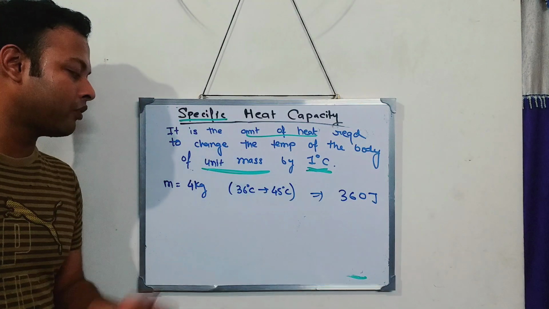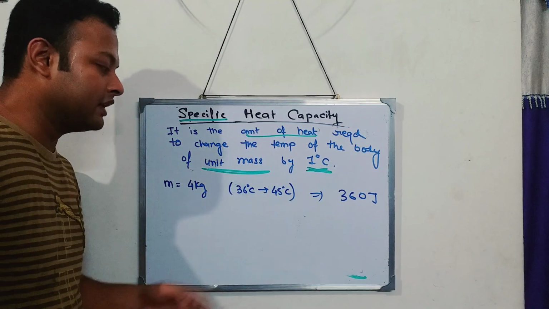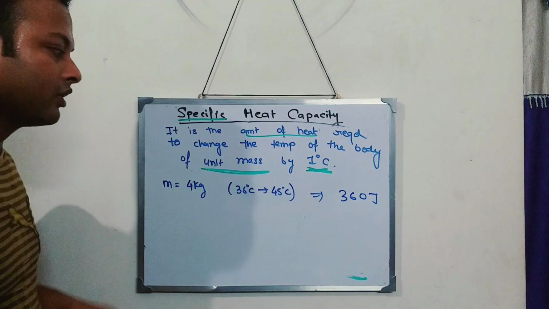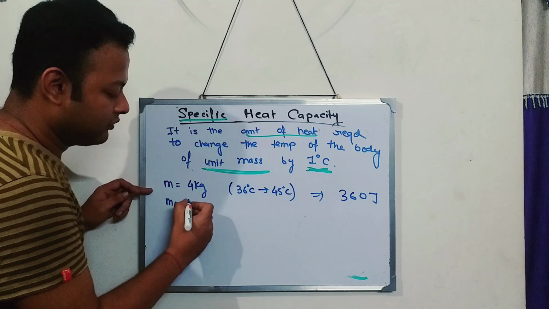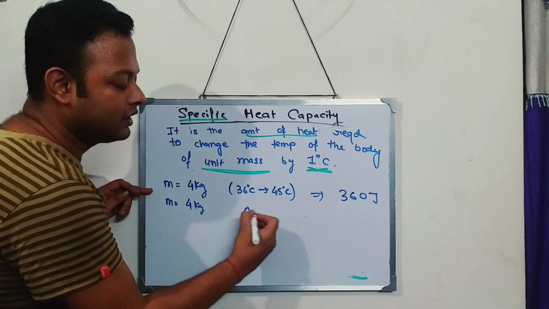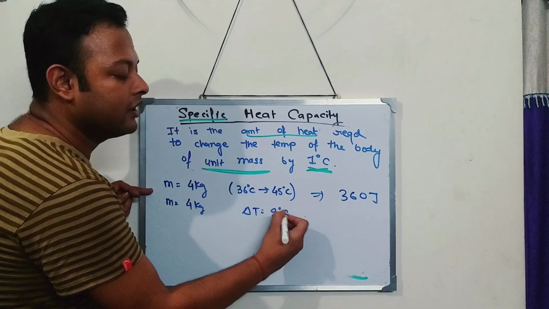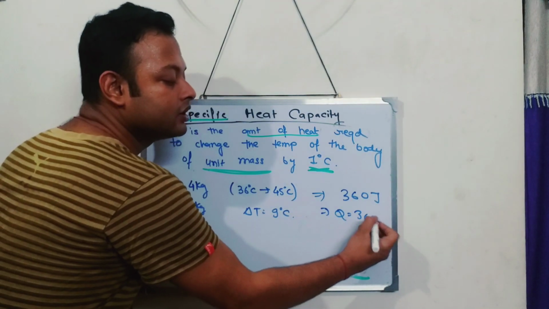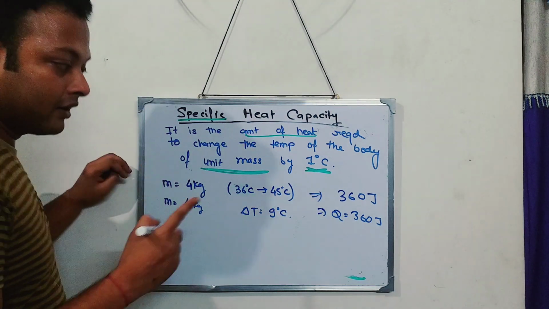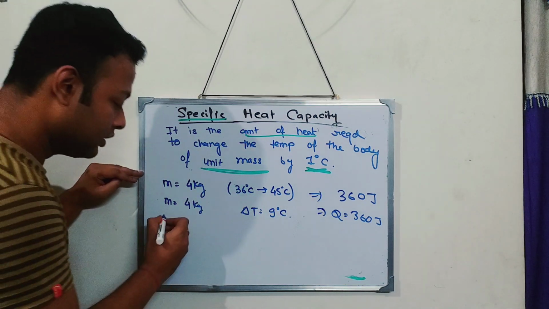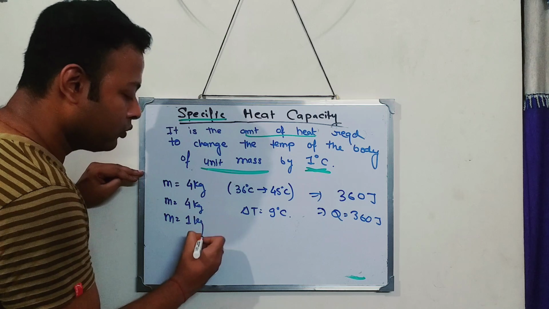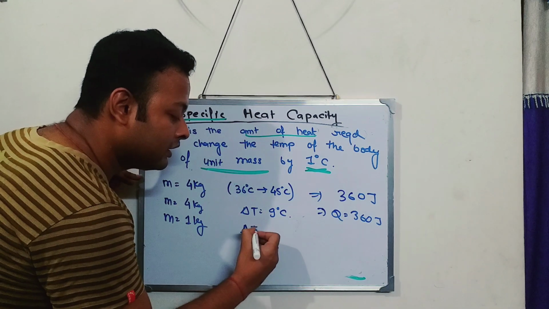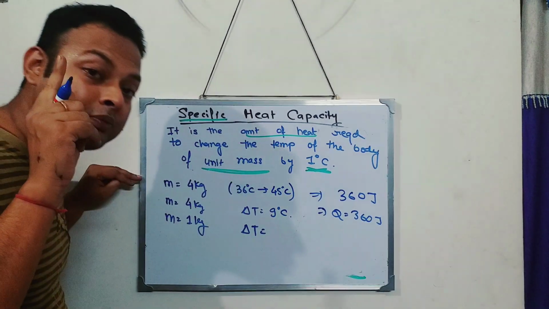Are you understanding? A body of mass 4 kg changes the temperature from 36 to 45, amount of heat required is 360 joule. Now what is the mass? 4 kg. What is the delta T over here? 9 degrees centigrade. And what is the amount of heat required? 360 joule. But the definition says, no, I need it for 1 kg unit mass. The definition says that the delta T shouldn't be 9 degrees, the delta T should be 1 degree.